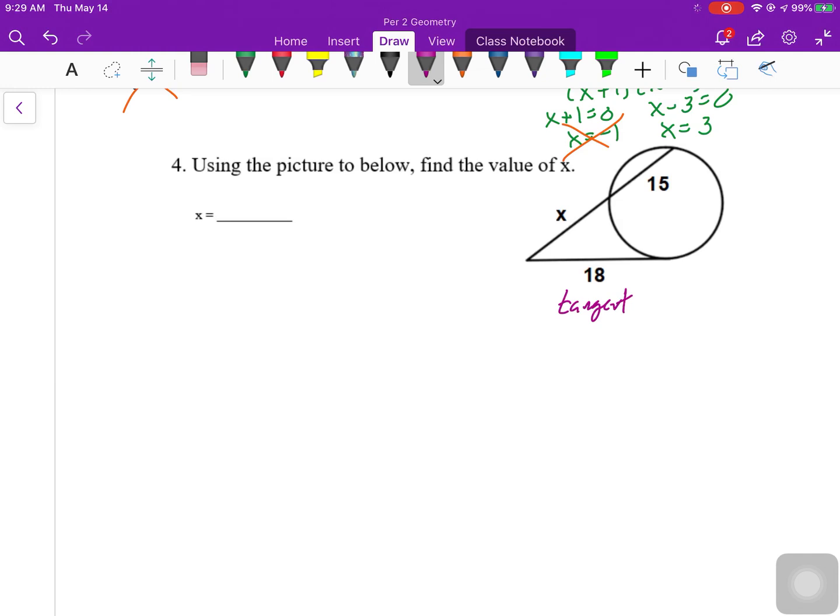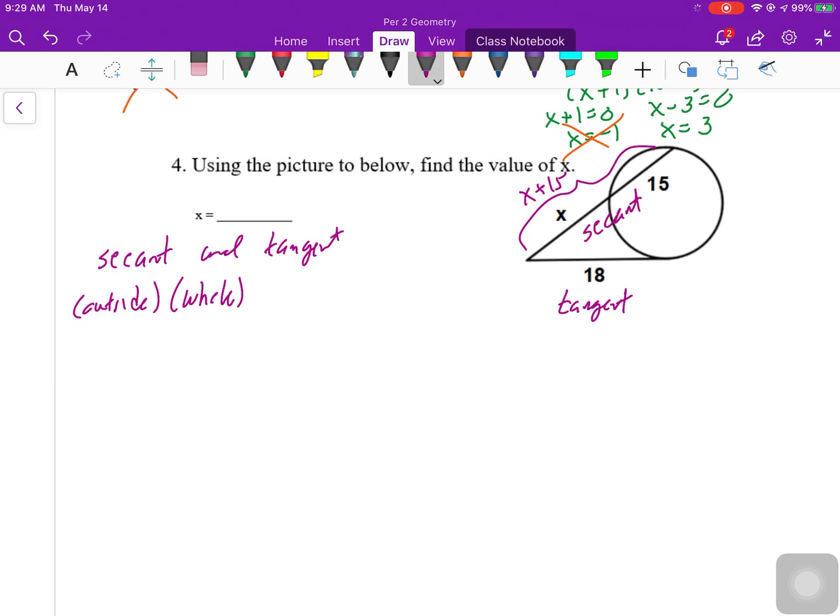Here's another one that involves specifically a secant segment and a tangent segment. This bottom one is a tangent segment, and this top one is a secant segment. We need this whole length right here, and that whole length would be the x plus the 15. So if you have a secant and a tangent, we just reviewed that. For the secant, you take outside times whole length. For the tangent, you take outside times outside.